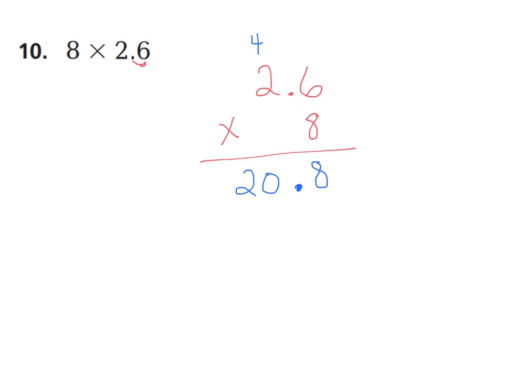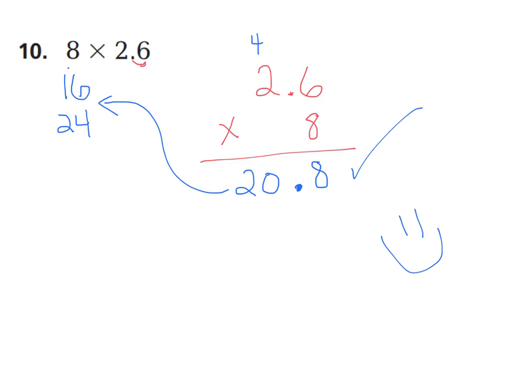Does our answer make sense? Let's find out. Let's go ahead and estimate 8 times 2 and 6 tenths. It would either be between 8 times 2, which is 16, or 8 times 3, which is 24. Does our answer fall between 16 and 24 wholes? Yes, it does. So our answer is reasonable.